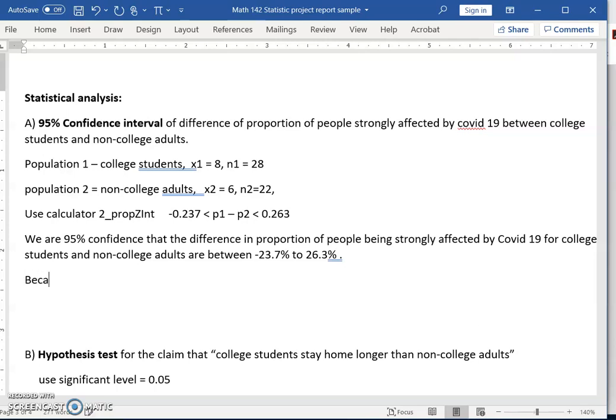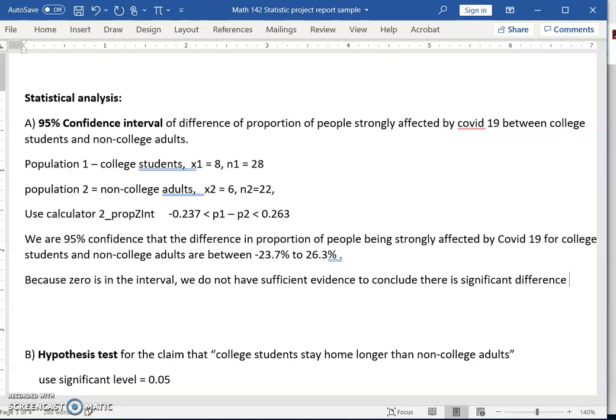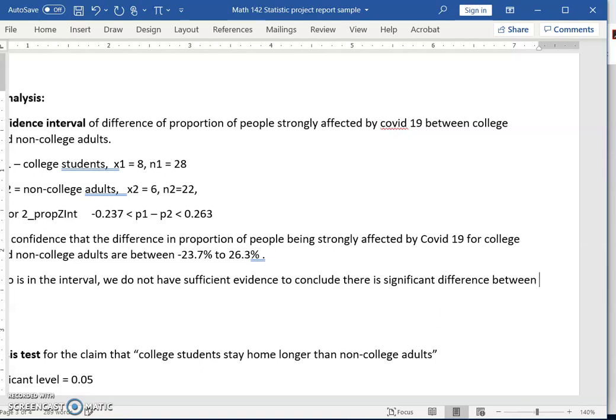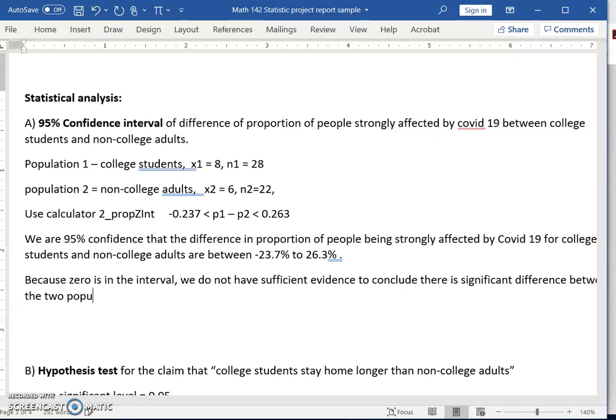And because 0 is in the interval, we do not have sufficient evidence to conclude there is a significant difference between the two population proportions. It is likely that the two population proportions are the same.